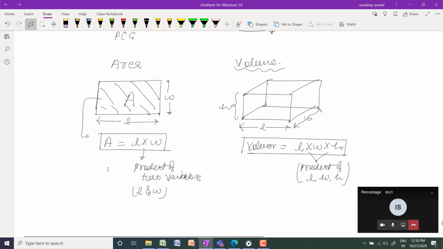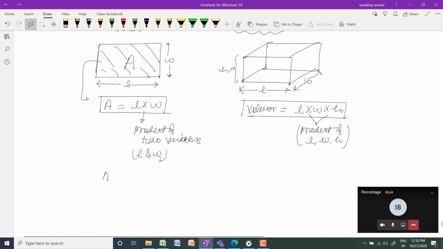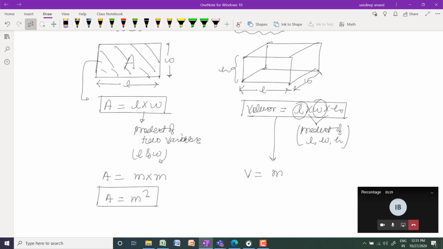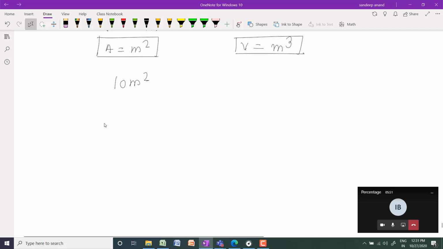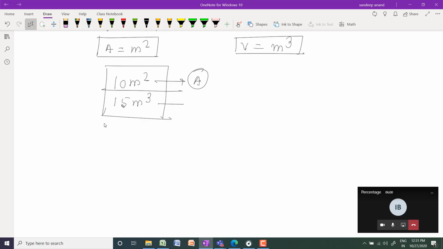Now if I'm talking about the unit, for area, length is measured in meters, and width is also measured in meters. So your area will always be in the form of meter square. As far as volume is concerned, length is measured in meters, width is also measured in meters, and height is also measured in meters. So your volume will be in meter cube. So suppose I give you two values like 10 meter square and 15 meter cube. I can say that the meter square one is the area of something, and this one is volume, because the unit is meter cube.